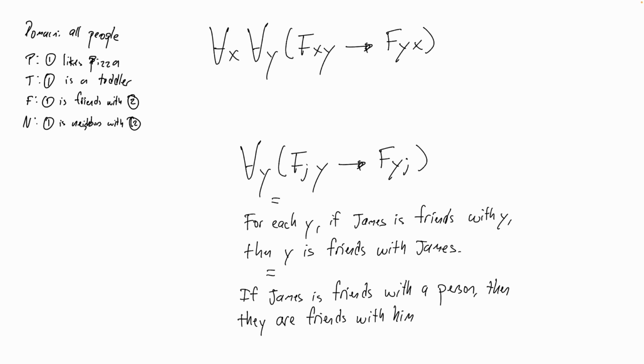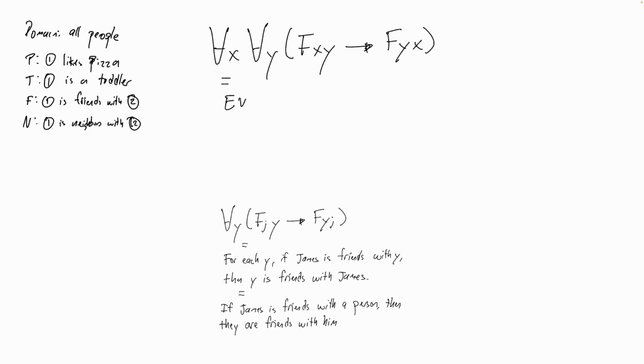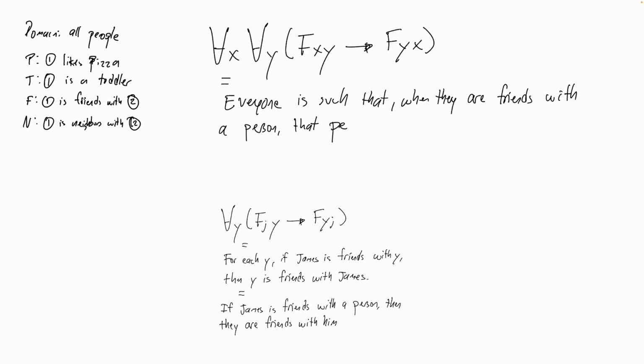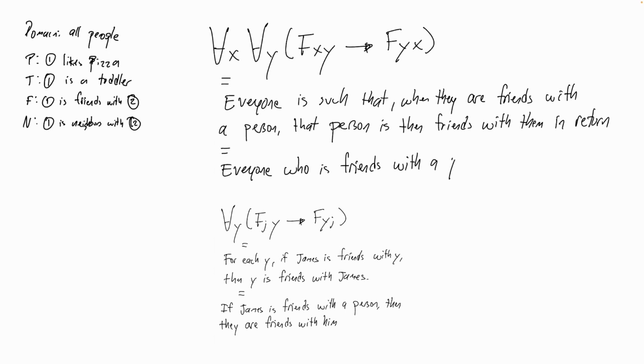Now the formula for all x, for all y, if fxy, then fyx, just takes what the previous formula says about James, that if he's friends with a person, then they are friends with him in return, and it says that everyone is like that. So it says that everyone is such that when they are friends with a person, that person is then friends with them in return. Or, put more naturally, everyone who is friends with a person is befriended by that person in return.